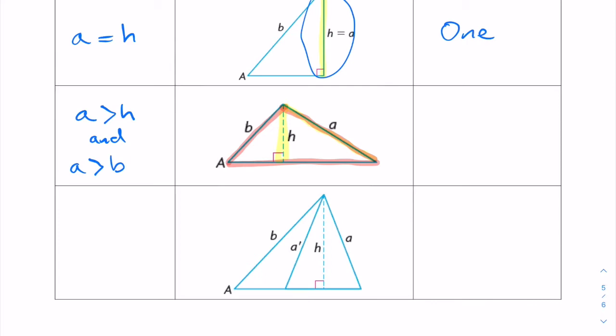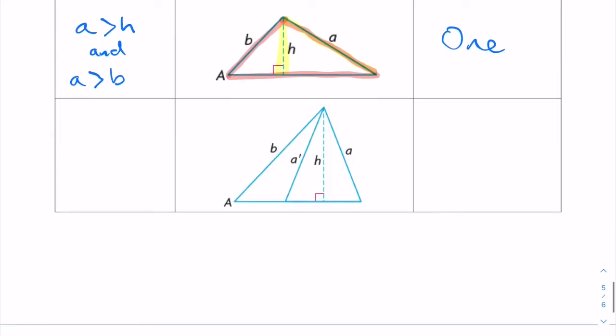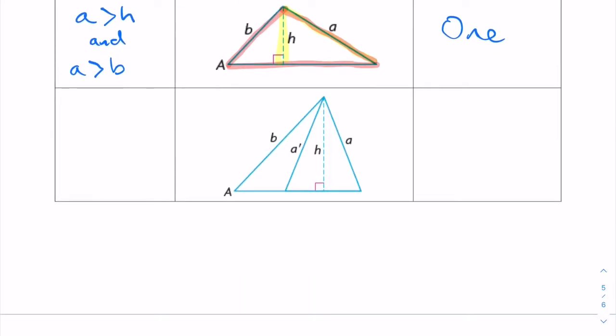Okay, in that case, we just produce the 1. And the last case is perhaps the most interesting. What happens when side A is larger than the height and side A is smaller than side B? Well, in this case, we have two possibilities.